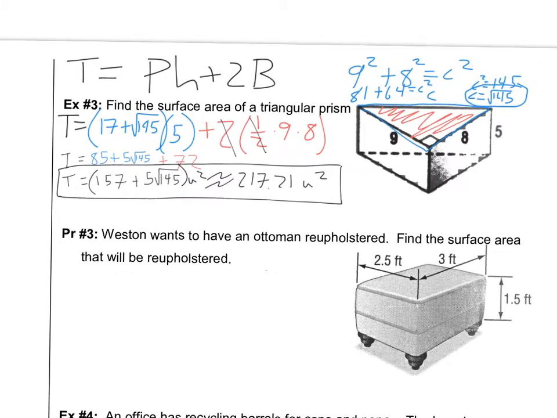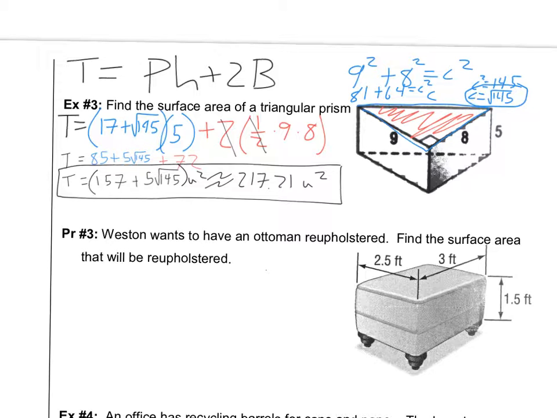Okay, so that was a good demonstration of how you can use the formula for the surface area of a prism. Here's another problem, but one little change on this one. It says Weston wants to have an ottoman reupholstered. Find the surface area that will be reupholstered. Okay, this is just a rectangular prism, so it's the same formula, but there is one slight difference.